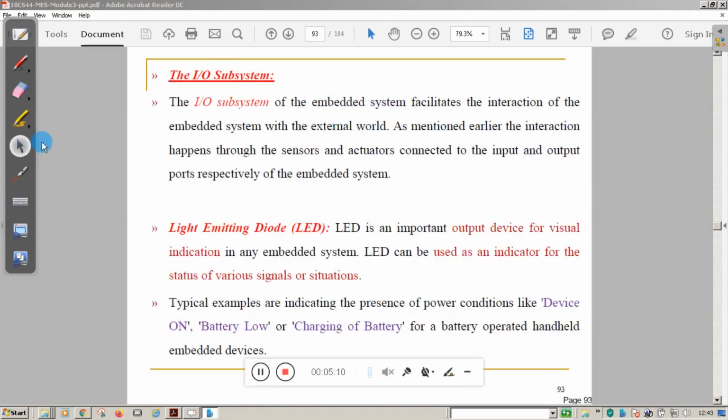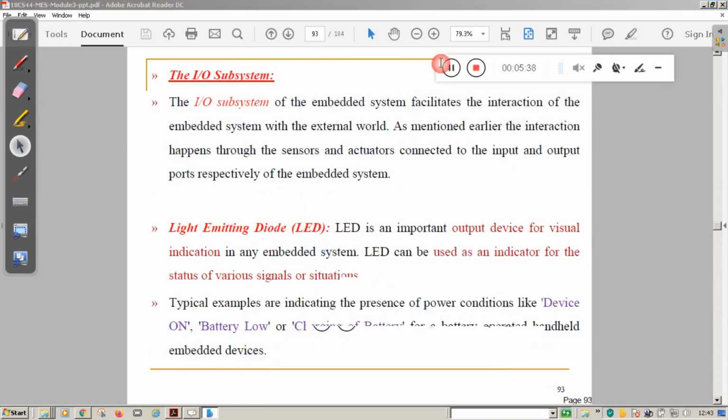Other than that, we have the I/O subsystem of the embedded system, which will facilitate the interaction of the embedded system with the external world. Now we will see different types of actuators and sensors. First we will see the actuator, that is the light emitting diode. We know light emitting diode.